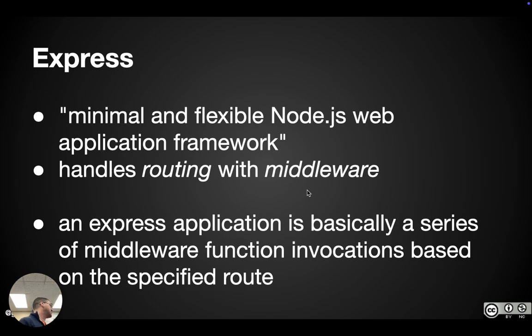Middleware lets us inject additional functions between the request and the function that eventually gets called. This is great for stuff like authentication. Like we want to make sure the user's logged in before we send them to the page, things like that. So you can think of, I like this summary here, an Express application as a series of middleware functions that get called one after another, based on the specified route from the client that's requested.